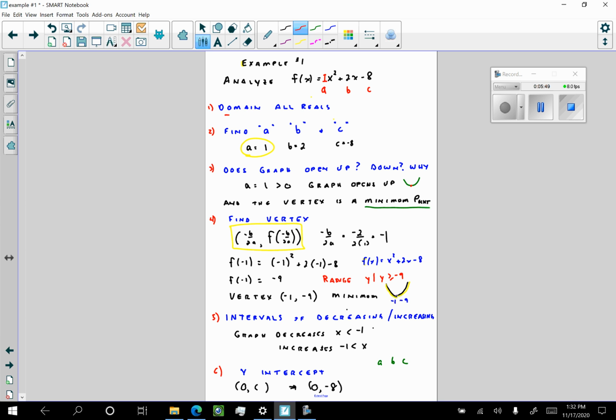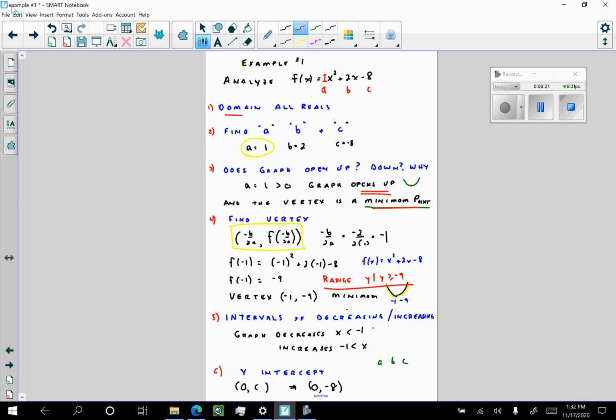Okay, I found the domain, found the a, b's and c. I found that the graph opens up. I found the vertex. From the vertex, I can name the range. Knowing that the graph opens up and there's a minimum point, I could talk about when it decreases and increases: it decreases to -1 and then increases from -1 when x is greater. And then I found the y-intercept, which is simply c.